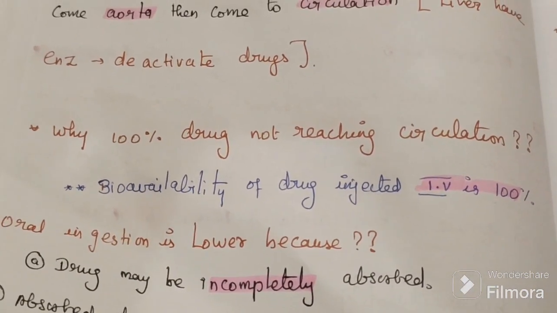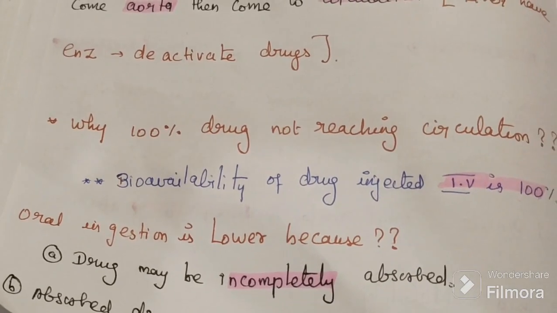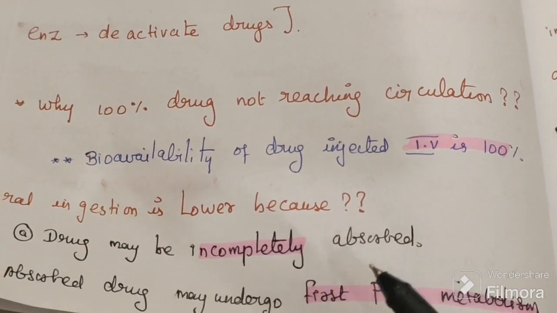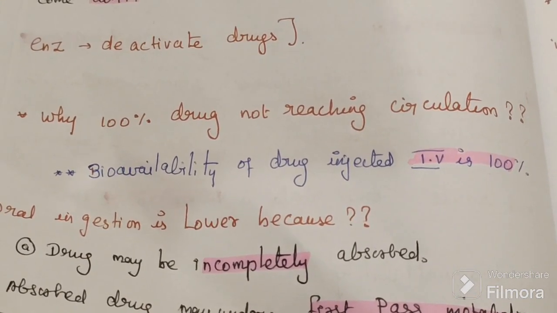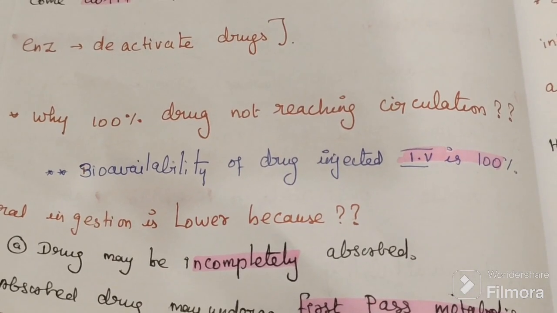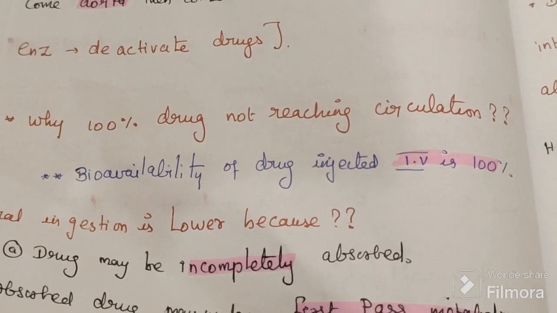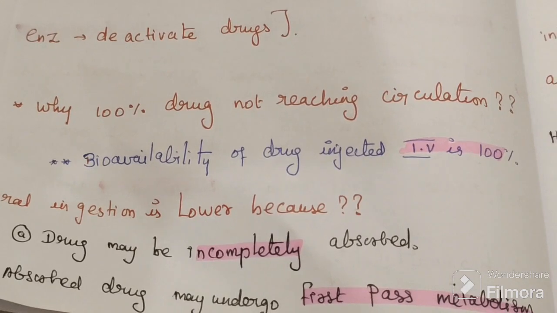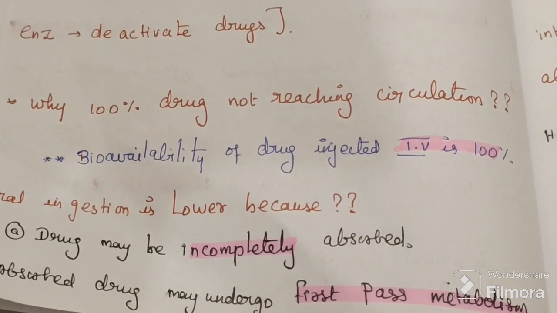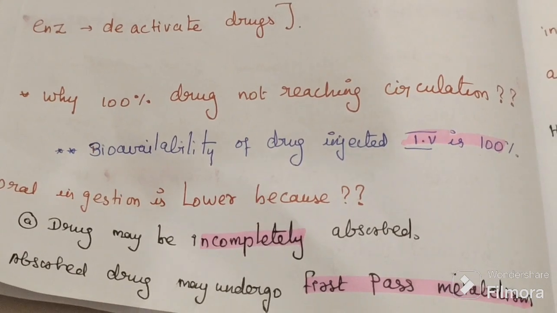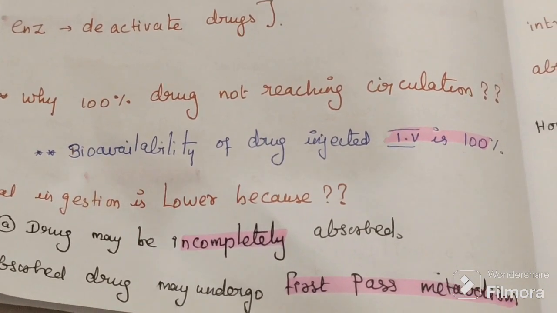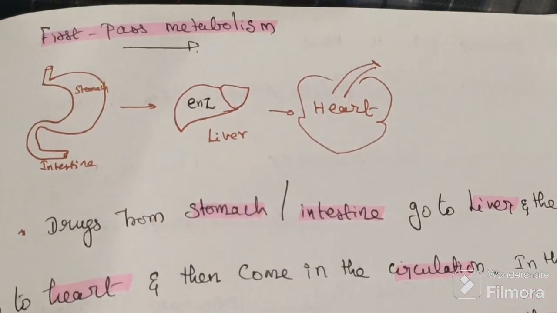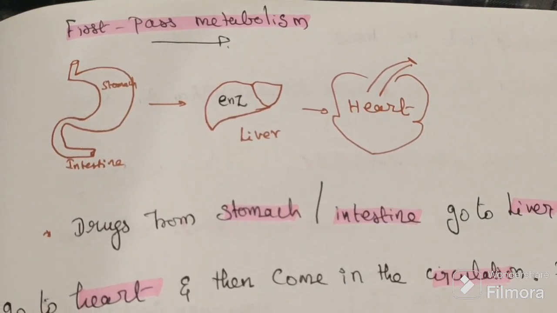Because of two reasons only, the drug does not reach 100%. One is incomplete absorption. The second is that the liver has enzymes that deactivate the drug. So bioavailability is reduced because of two causes. What are the two reasons? One is that absorption is not complete. The second one is first pass metabolism in the liver.